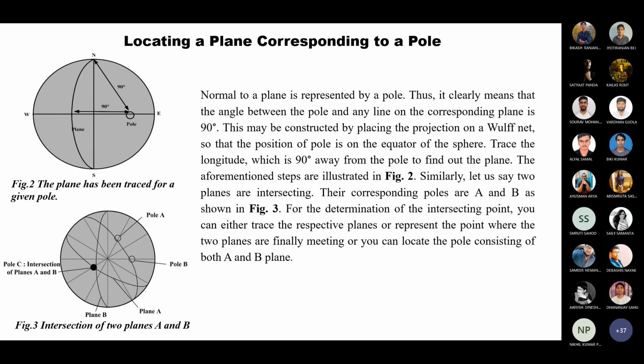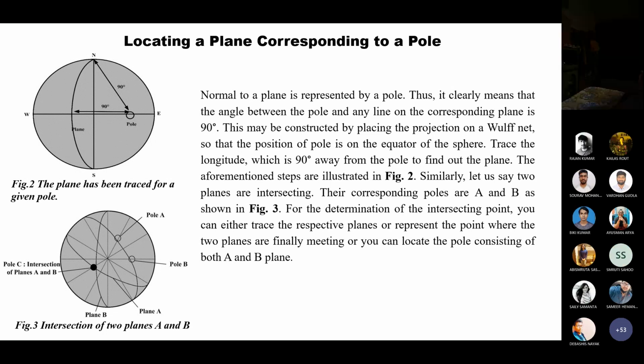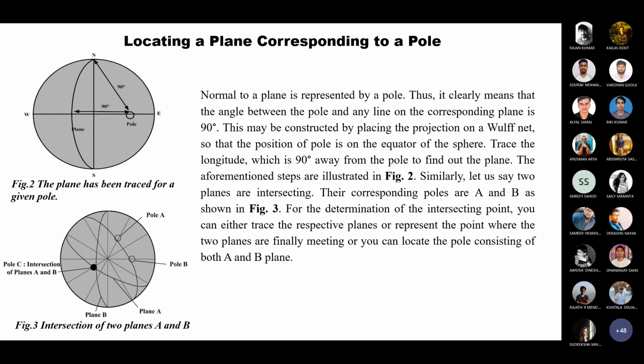But without the Wulff net also, you can do it the way constructed here. If you look at figures 2 and 3, for determination of the intersecting point, as I told a few minutes ago, you can either trace the respective planes or represent the point where the two planes finally meet, and you can locate the zone consisting of both the A and B planes.